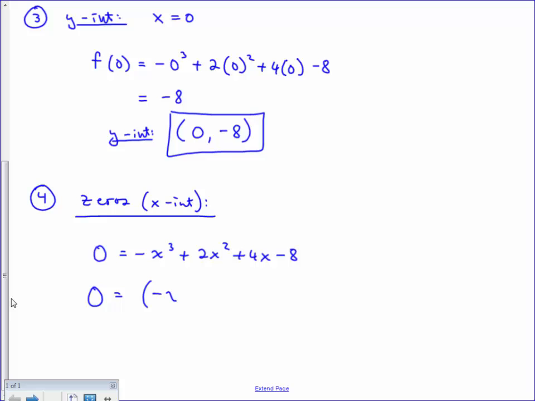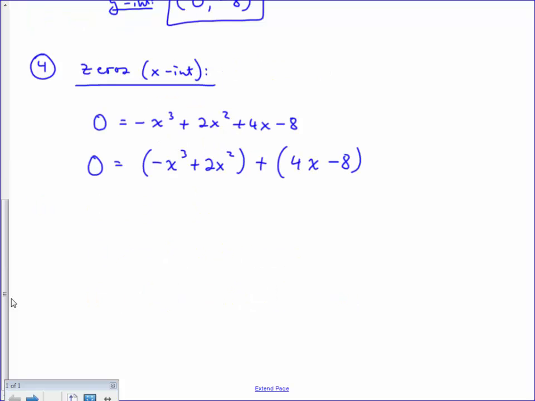I will group the first 2 terms together. You will always put a plus in between the first and second groups. Group the last 2 terms together, and then you want to try to factor something out of each of these groups. Out of the first group, we notice that we have a negative term first, and we also notice that we have an x squared in common. So we're actually going to factor out negative x squared. That would leave us with an x minus 2.